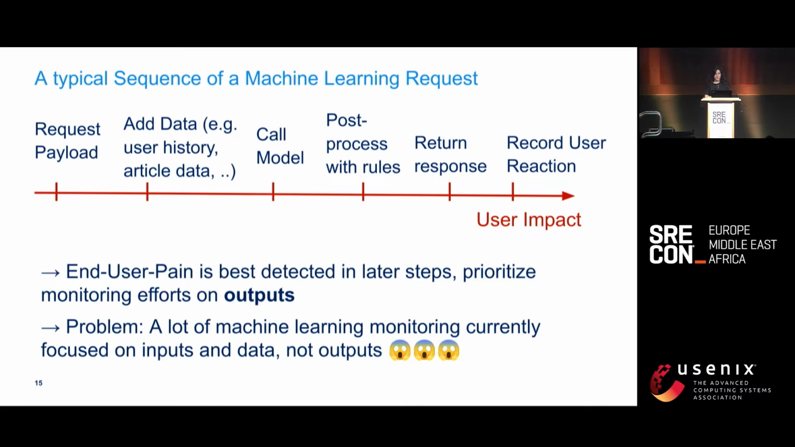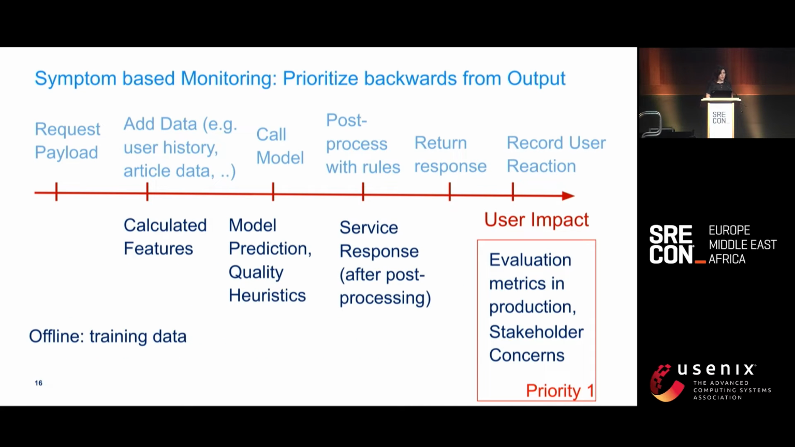So what I deduced was end user pain is best detected in the later step, so you should prioritize your monitoring on the outputs of your service. This is very interesting because whenever you read machine learning literature and blogs, they all focus on data monitoring, data input monitoring, drift in the data. But I found that this is not very good to detect issues because if one of your 70 input fields changes and now has a different median, like who knows what impact this has on the quality of your outputs. So I suggest that we start focusing our monitoring efforts on outputs first.